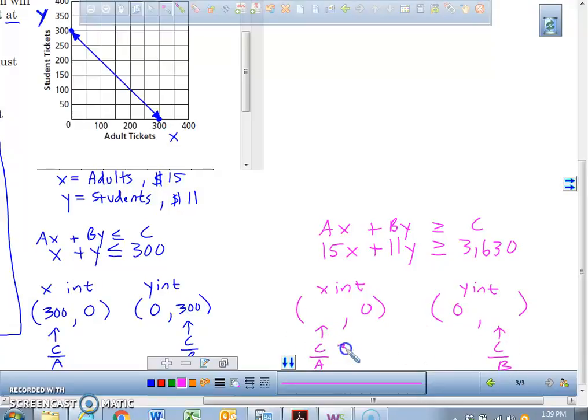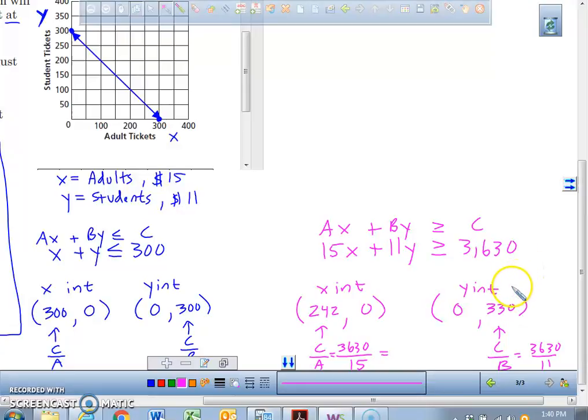Now my c value is a little bit bigger this time. It's 3,630. My a value is 15. If you do 3,630 divided by 15, what do you get? 242. Over here, 3,630. What am I going to divide that by? What number? 11. And what do you get when you do 3,630 by 11? 330 is correct. We just found our x-intercept and our y-intercept, which makes it really, really easy. Just plot those 2 points, draw the line.